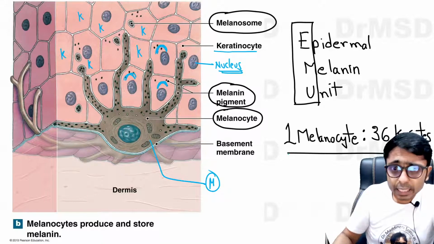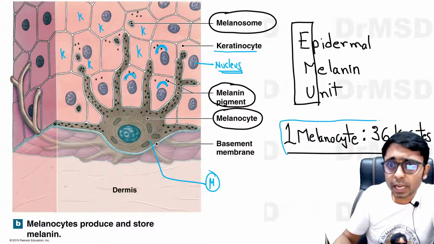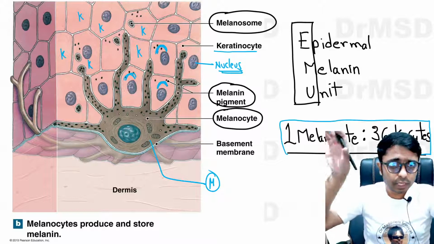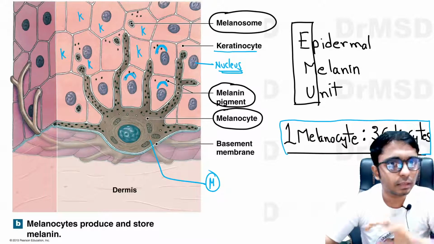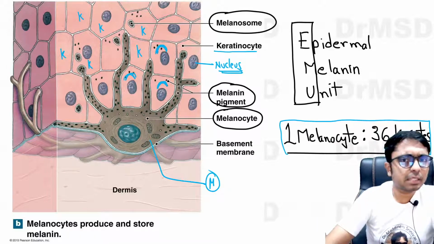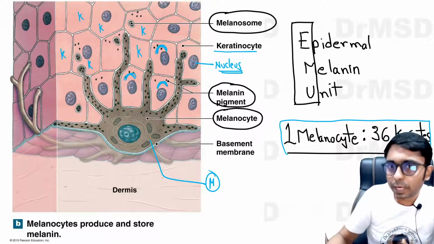Okay, so this is the number. One melanocyte is going to produce so much of melanin with the help of the melanosomes, so that adjacent 36 keratinocytes are going to be protected by one melanocyte. And this number you can very easily remember. This number is called the epidermal melanin unit.